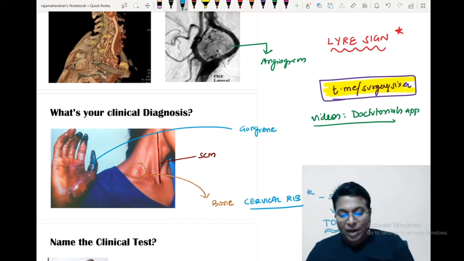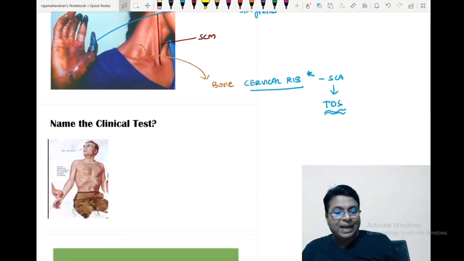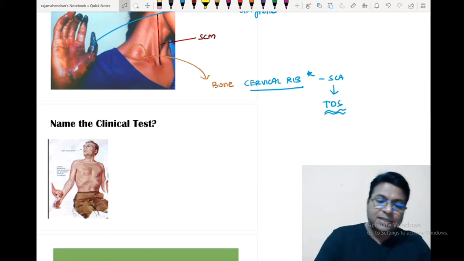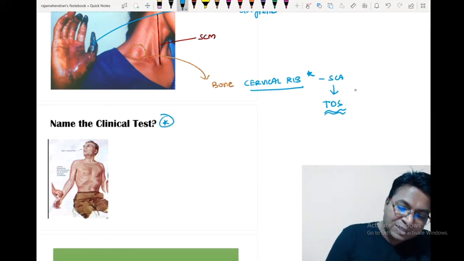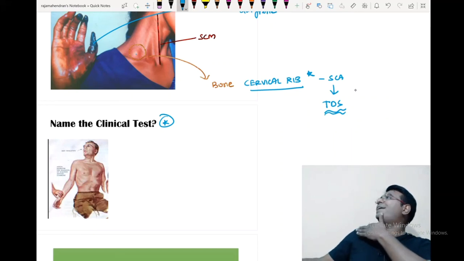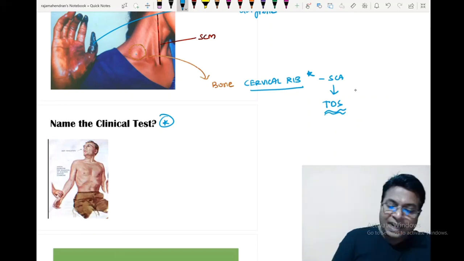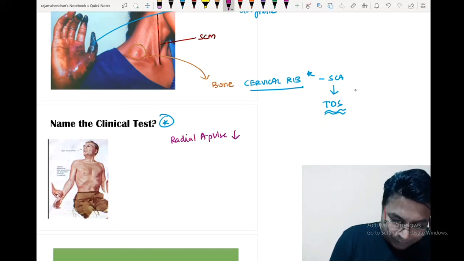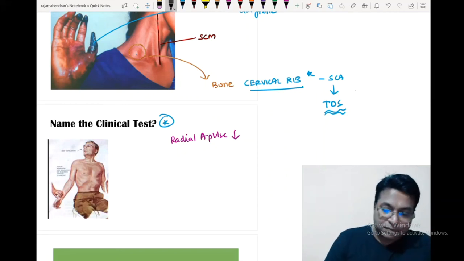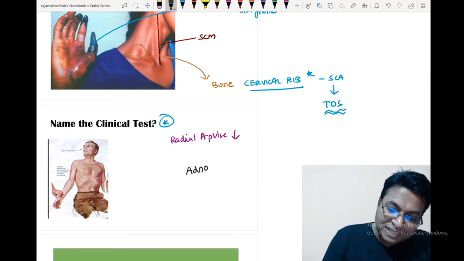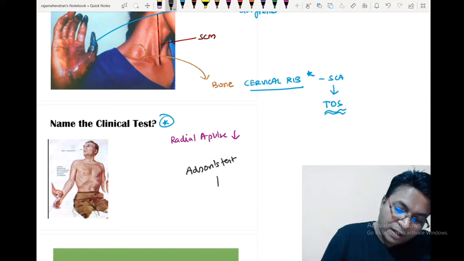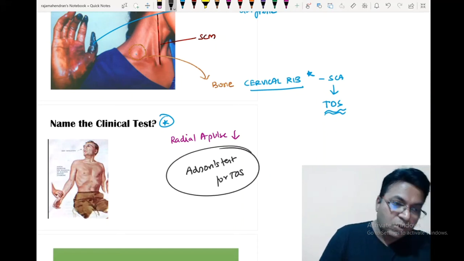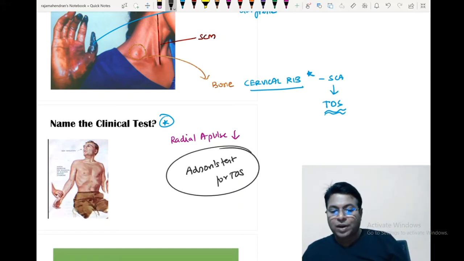So there is a typical thoracic outlet syndrome, and the commonly done test for this is this test. This test can come for your exam as a clinical test. You ask the patient to turn to the same side, extend the neck and palpate for the radial artery. The radial artery pulse decreases. What is this test? This is a 100 times asked MCQ. Please don't forget, this is Adson's test for thoracic outlet syndrome.